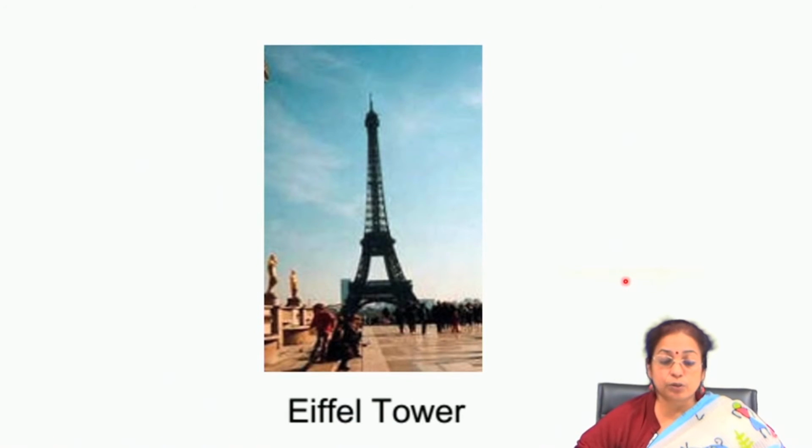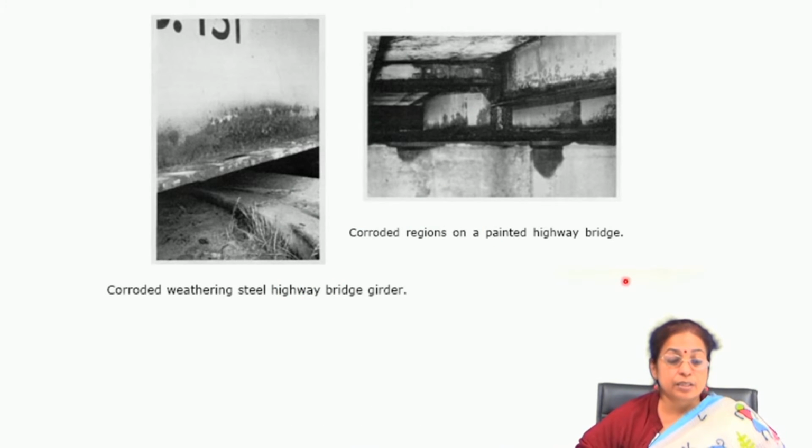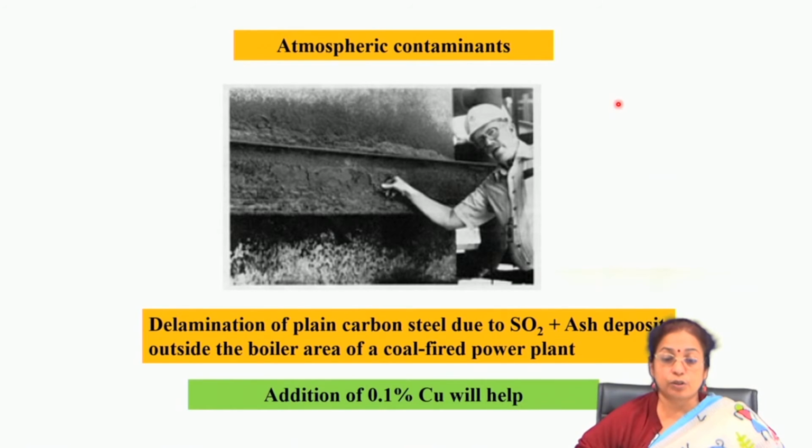Usually, if you quickly go through the different examples of uniform corrosion or environmental corrosion, you will find that this is a typical case for the Eiffel Tower, where at regular intervals of time they go on painting the surface for protection against the uniform corrosion. Similarly, corroded weathering steel highway bridge girder, then corroded region on a painted highway bridge. So, these are typical examples of the uniform corrosion which occurs all throughout the surface.